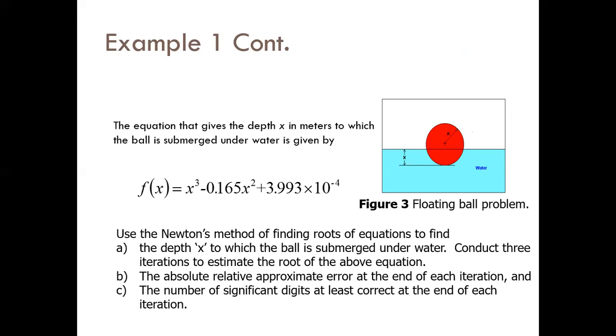Again, find out the absolute relative approximate error at the end of each iteration. After solving each iteration, we can also find out the error and the number of significant digits at least correct at the end of each iteration. Means after the end of any iteration, suppose iteration number 1, iteration number 2, at least one significant digit should be correct. This is your problem statement.